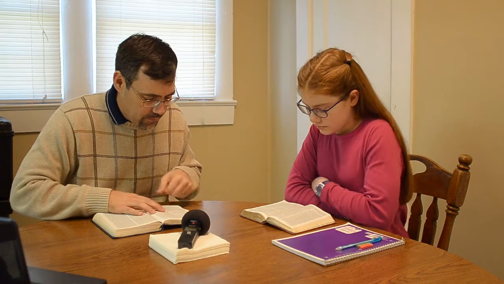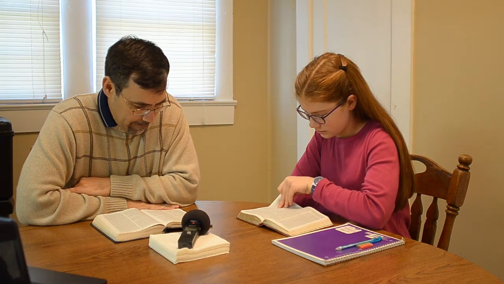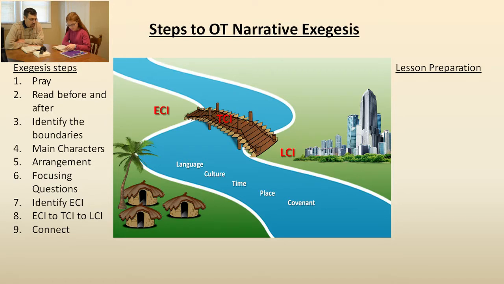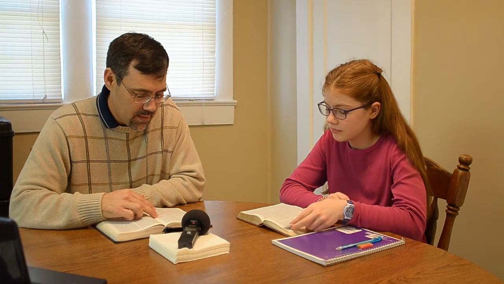Okay? So, your homework is to take chapter 7, verses 3 through 15, and work through steps 1 through 7 as best you can. So up to the ECI. You're to identify the ECI, but pay special attention to the reading before and after. As we've discussed, you're going to do that in more detail. Identifying the boundaries and all the different sections of the story, and the main characters, as we talked about. Got it? So chapter 7, verses 3 through 17, and go steps 1 through 7. Got it? Okay.